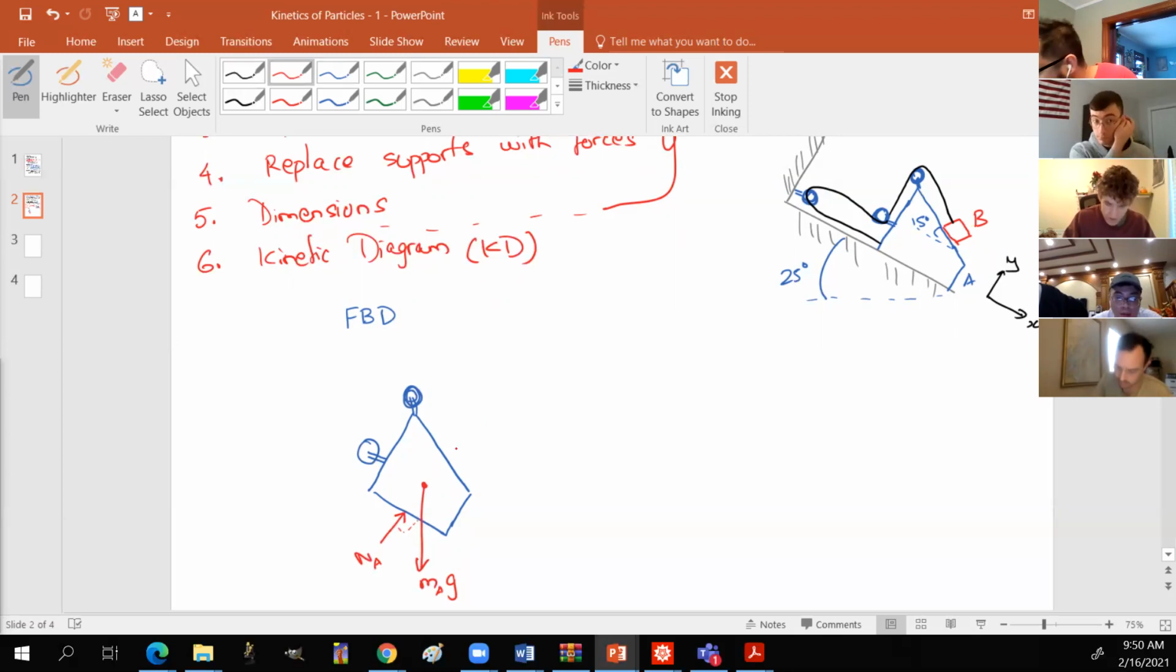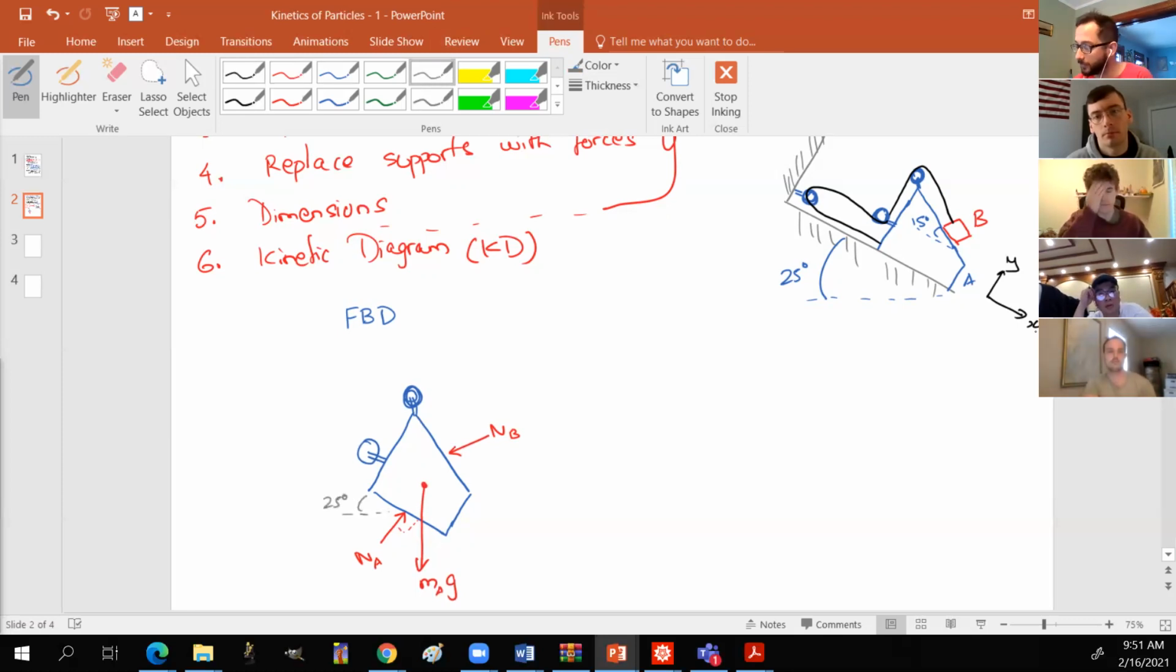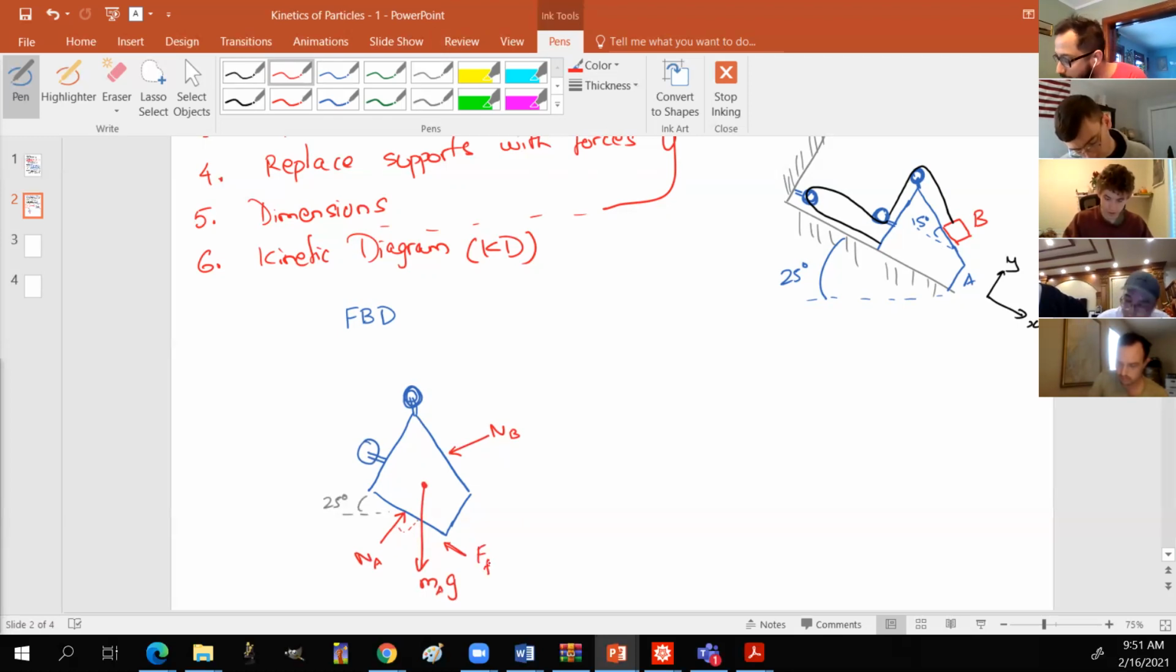So NB like that, right? And then what else? What else would you have? So we're assuming nothing. So there's friction everywhere. So the friction force along the bottom line, right? Assuming that this guy moves down, the friction force is going to be opposite. So say that's the friction force. Let's call it FA like that.